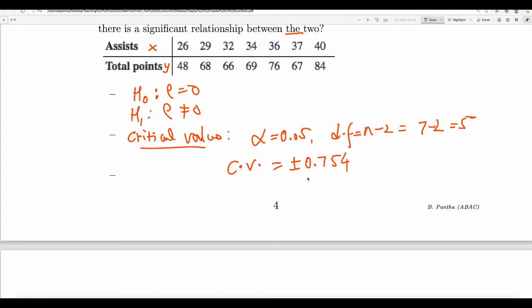The next thing we do is find the correlation coefficient r. We use a calculator to do that. Let us enter these values in your calculator.